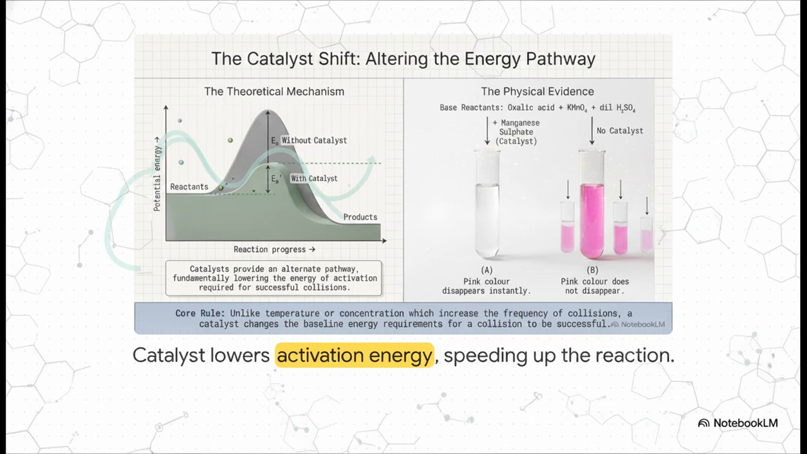In test tube A, we drop in a manganese sulfate catalyst, and boom, almost like magic, the pink color just disappears instantly. Meanwhile, in test tube B, no catalyst, the pink color just stubbornly stays there. The catalyst basically provided a shortcut, an alternate pathway with a much lower energy barrier, which drastically sped up the reaction.